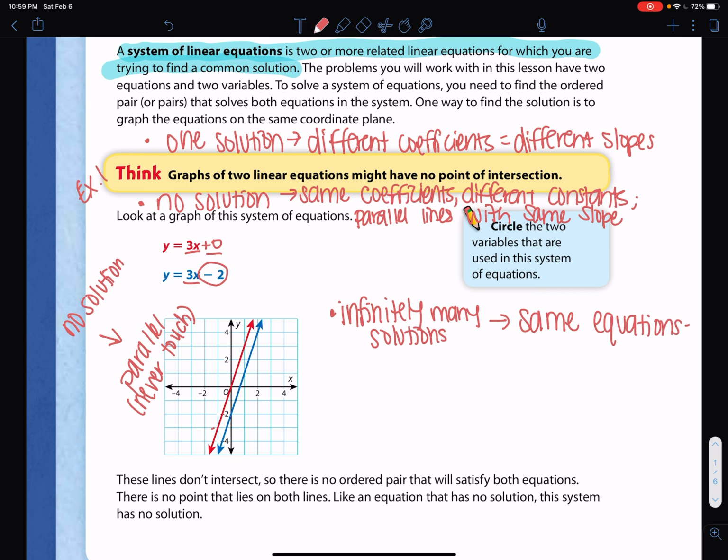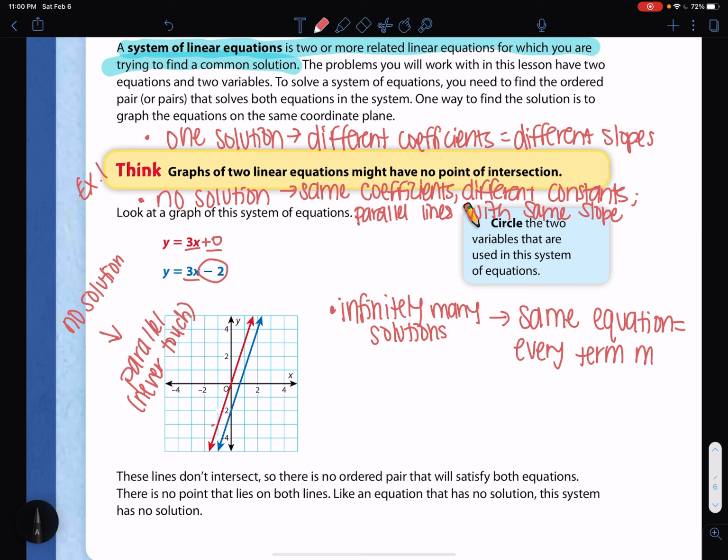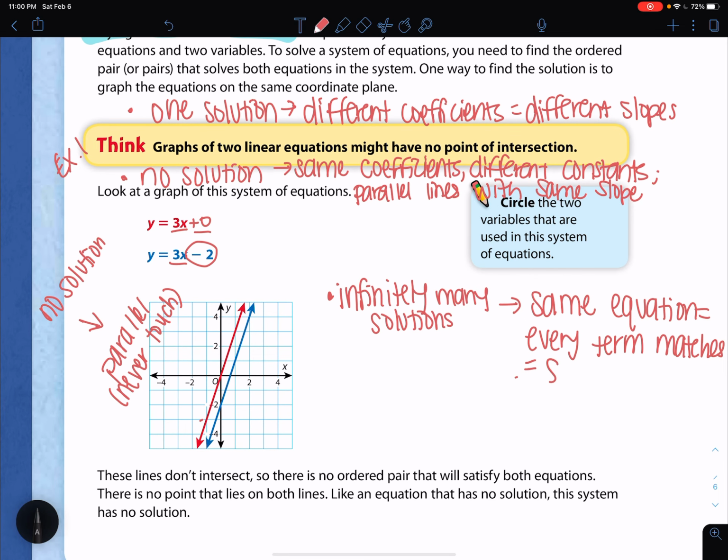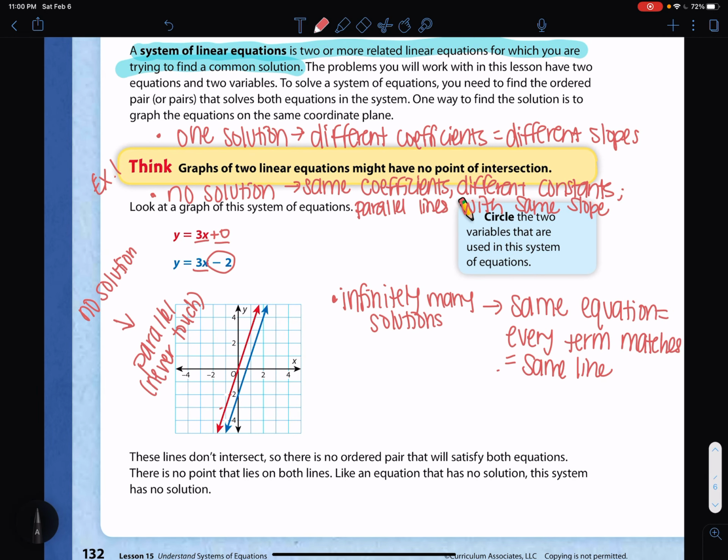Same equation because everything matches, or every term matches. Same equation, same line when graphed. Okay? And then we're going to be able to match our graphs and our equations together and just figure out what's going on here. Okay? So you're just putting together what we did in lesson 14 with this current lesson. We're just giving what we've been doing a name. All right? That's all that's new this lesson.